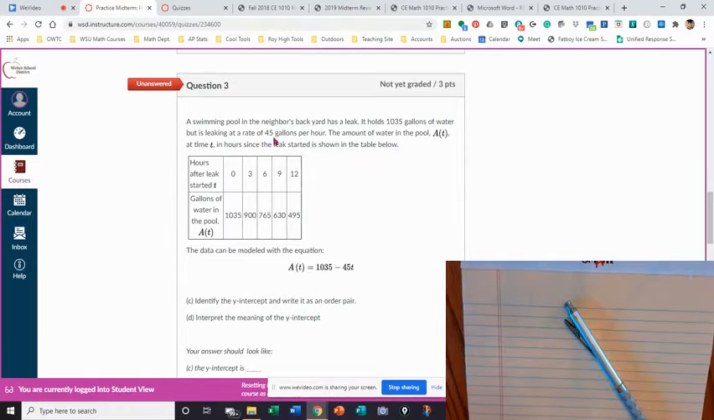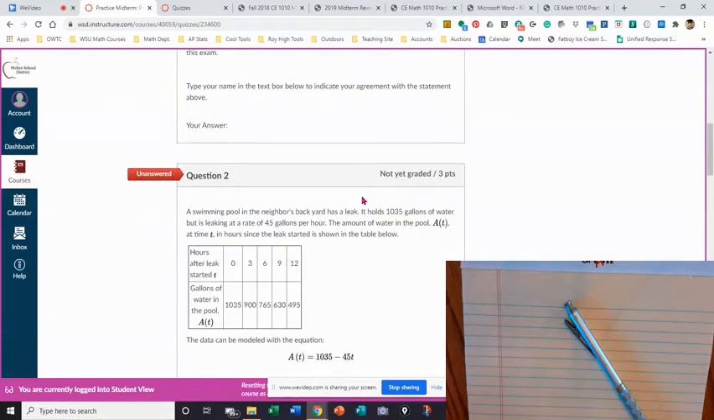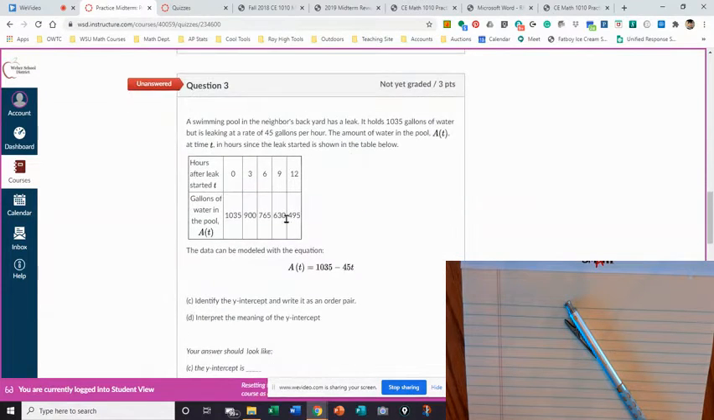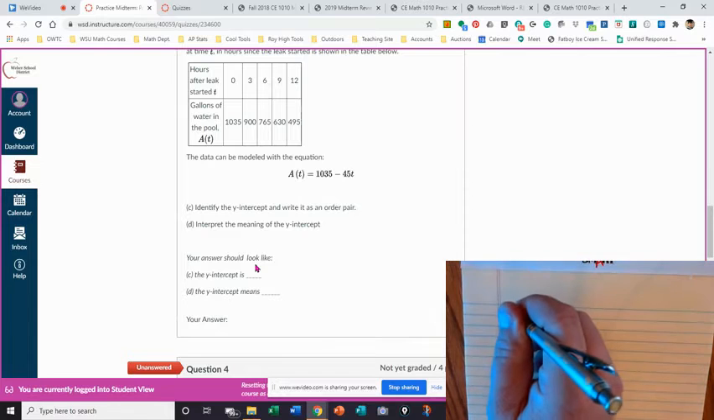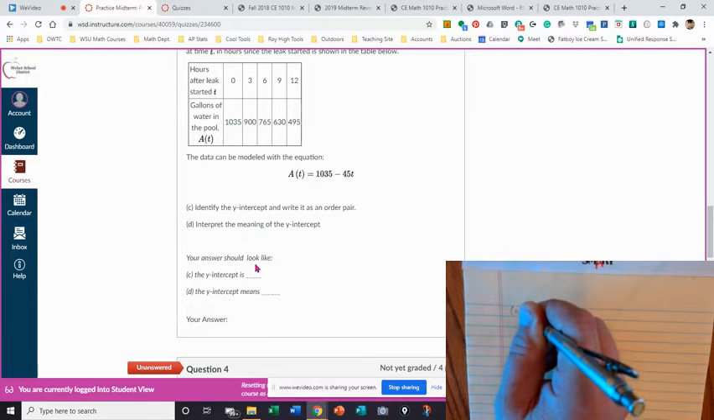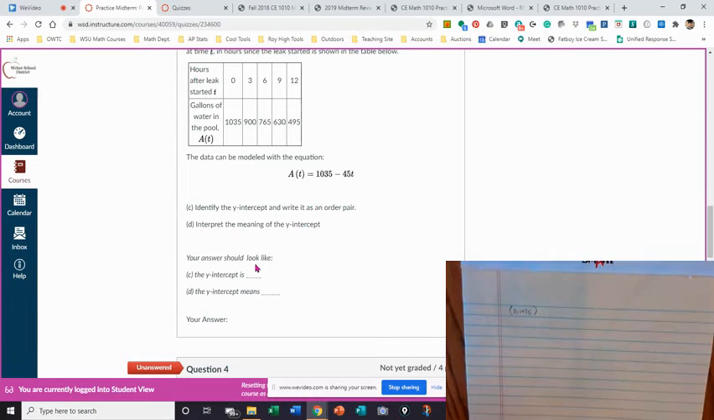Question number 3. A swimming pool in the neighbor's backyard. Is this the same question? It's the same heading, same table, right? Identify the y-intercept. The y-intercept is this 1,035. I'm just looking at this as y equals mx plus b, right? So the y-intercept is 1,035. Oh, as an ordered pair. So the y-intercept is not 1,035, it's (0, 1,035). And the y-intercept means that there were 1,035 gallons in the pool before it started to drain.